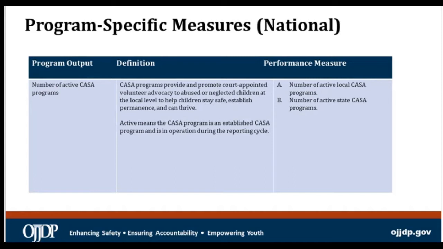For this program-specific performance measure, the program output is the number of active CASA programs. You will report on both the number of active local CASA programs and the number of active state CASA programs. A CASA program is considered active if it is an established CASA program and is in operation during the reporting cycle.